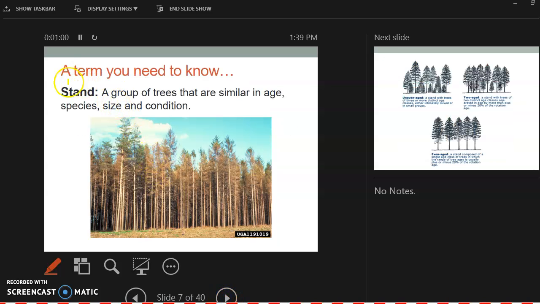Alright, so this is a term we need to understand before we even get into talking about the different types. Okay, so a stand. A stand is a group of trees that are similar in age, species, size, and condition. So a stand is like, for example, a classroom or a grade level. A grade level is a group of children that are similar in age. So a stand is a group of trees that are similar in age.